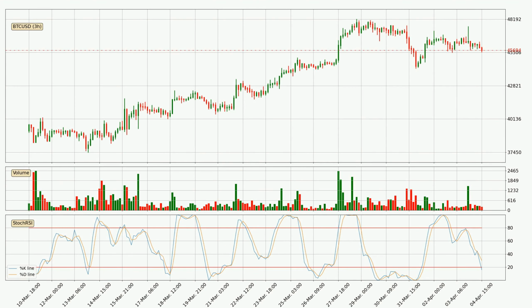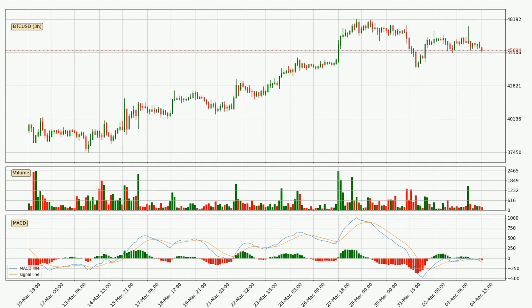Looking at the 3-hourly stochastic RSI, we can see that the crypto is being oversold because the %K and %D lines are in the lower region. A change in the trend can be expected, or for the crypto to remain at least stable for some time. You should wait to see if there will be an upward trend to the crypto because the K line has not yet crossed the D line.